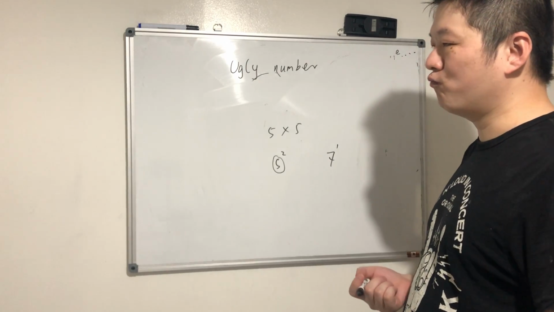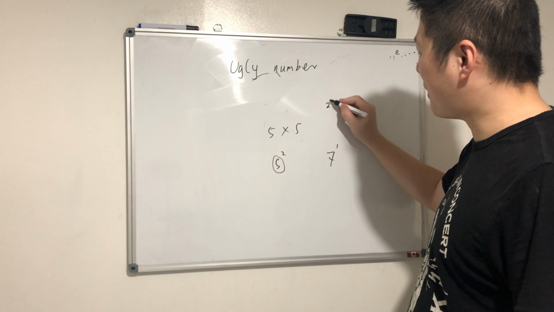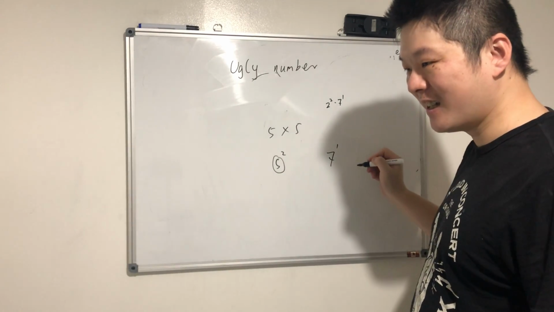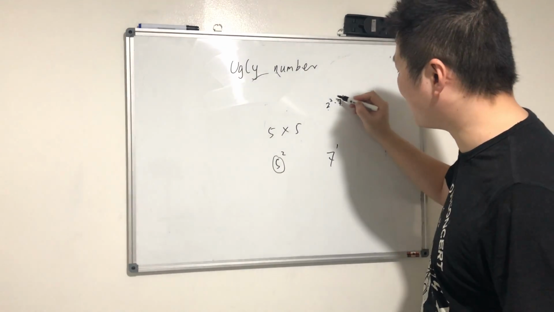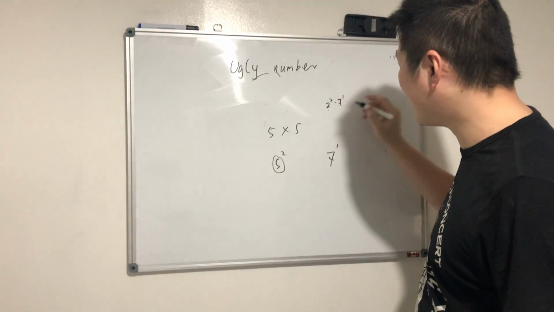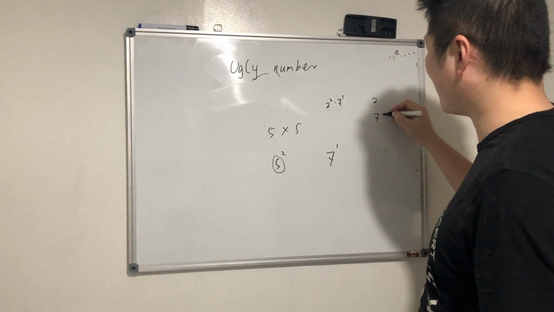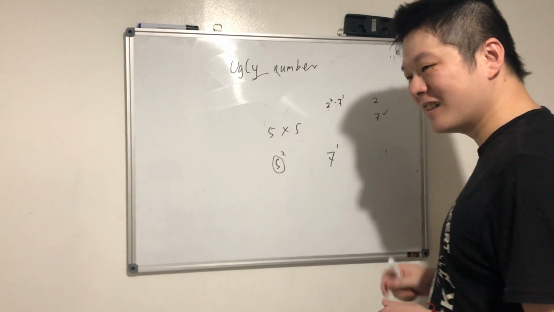Another one, 28, okay? 28 is 2 to the power of 2 times 7 to the power of 1, right? This is a prime number, this is a prime number. You see, you can express it as prime numbers to powers multiplied together, and this has factors 2 and 7. So this is not an ugly number because it has 7. Okay? Got it? Yeah.